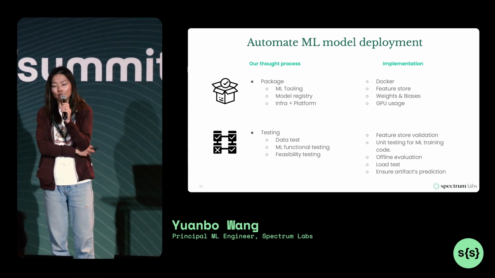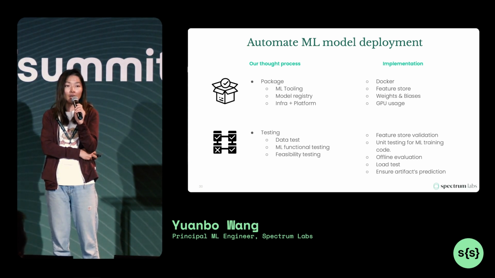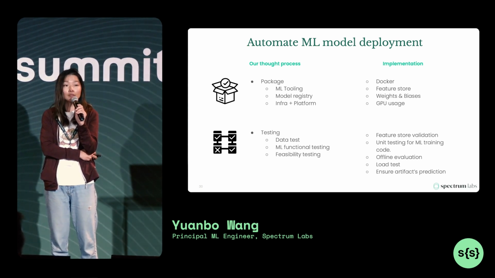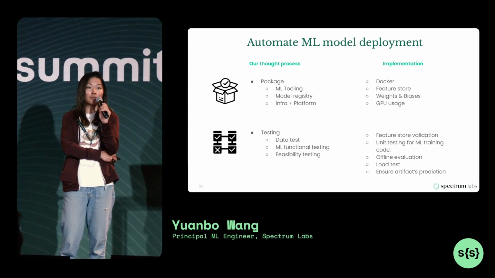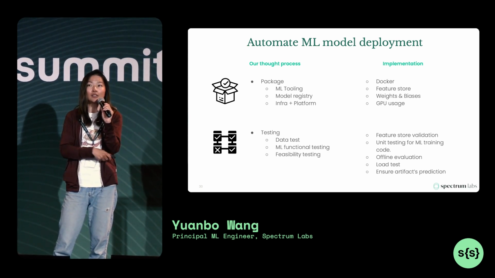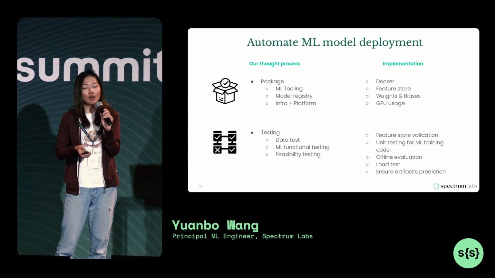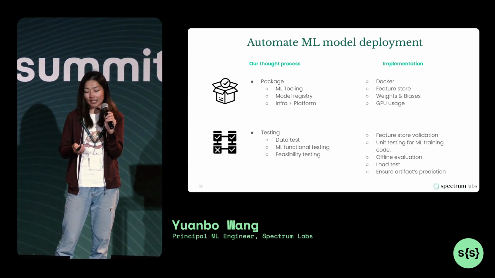So that's pretty much what we did. We make sure that we have rigorous unit testing. We have load tests for how much memory our model used. And then we also make sure that the generated artifact of the prediction model is actually spitting out probability for whatever input it takes.